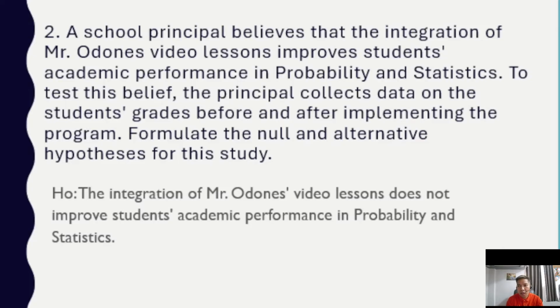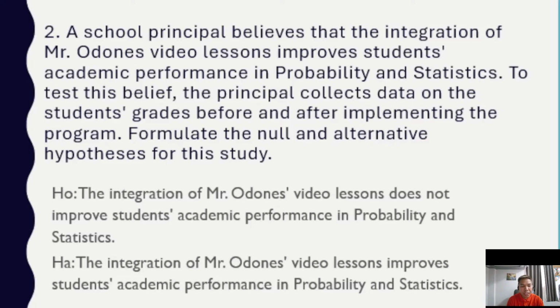So what's going to be your alternative hypothesis? The integration of Mr. Adonis' video lessons improves the students' academic performance in probability and statistics. So as you can see, the null hypothesis suggests that there's no difference in the academic performance before and after the implementation of the program, while the alternative hypothesis suggests that there's a positive difference indicating an improvement in the academic performance.